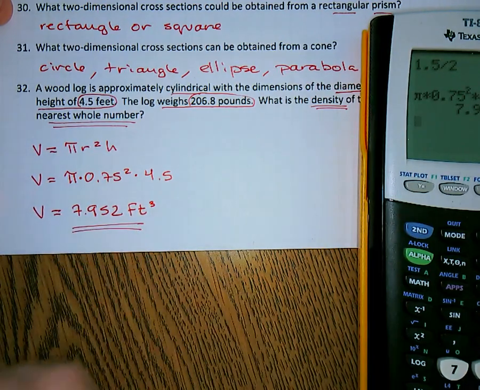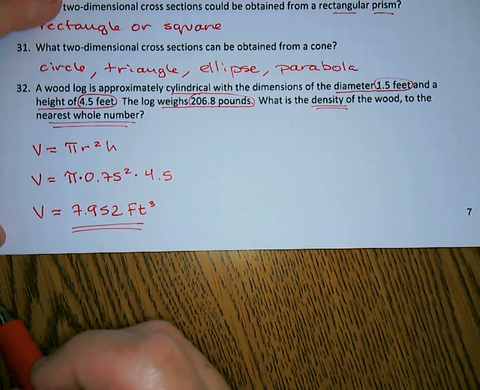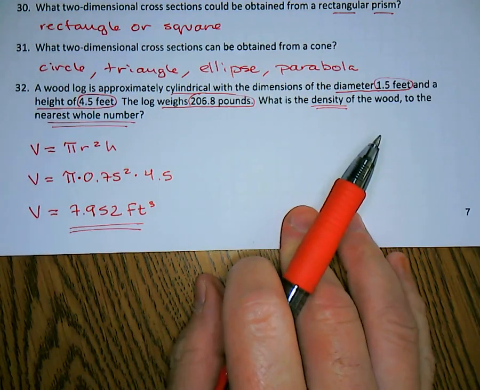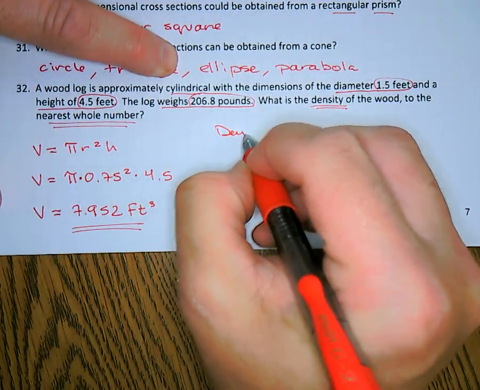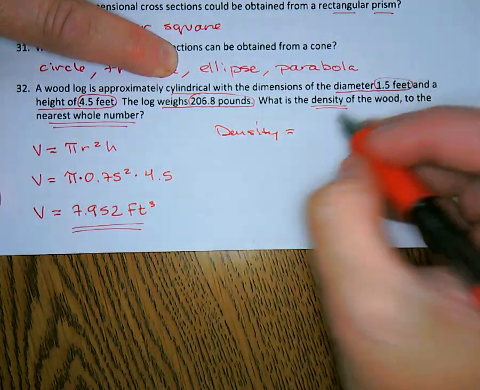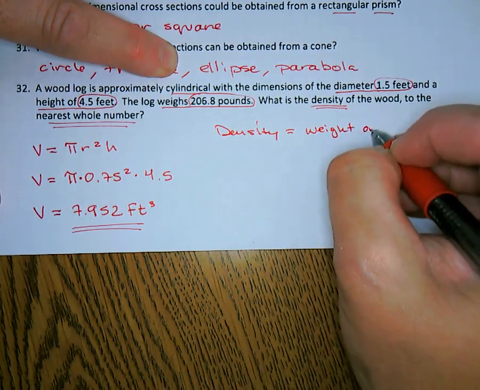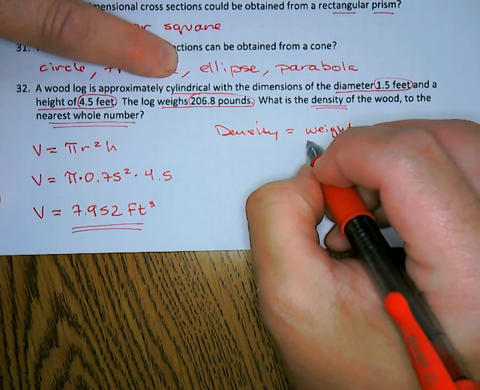Now, this is an intermediate value because we're not done yet. Because the question is, what's the density? We haven't even talked about density yet. We're just talking about the shape so far. So we've got this cylinder here. But how do we figure out the density? Well, in the strictest sense, a density is equal to a weight or a mass divided by area or volume.